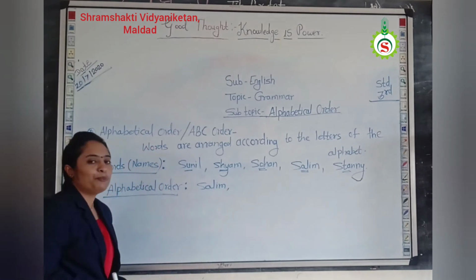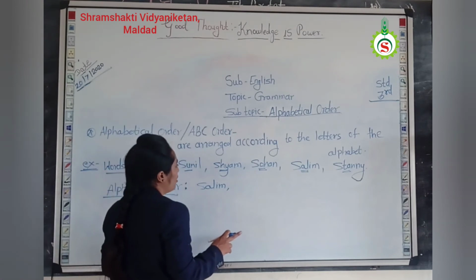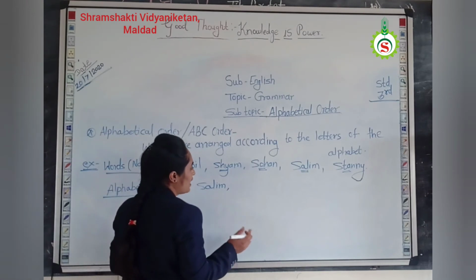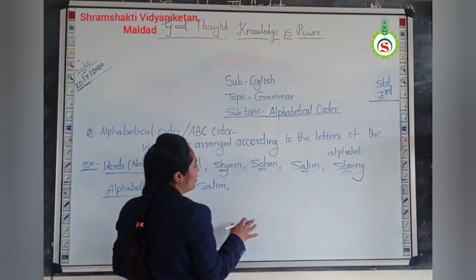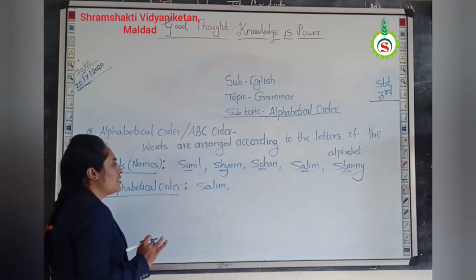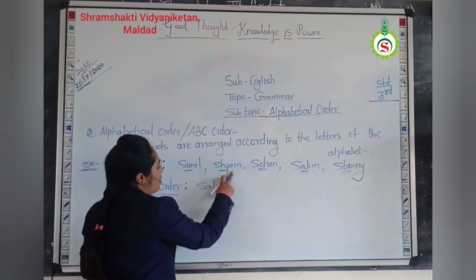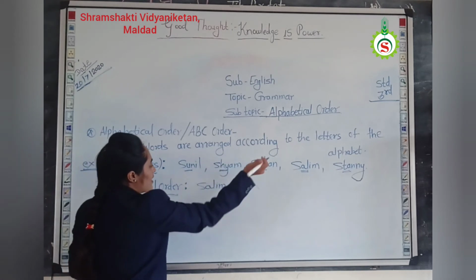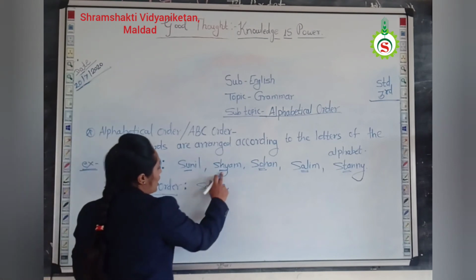After A, B, no. C, which one has C as the second letter? No. D, E, F, no. G, H, yes. In that word, Sham has H as the second letter. So we write the second word, Sham.